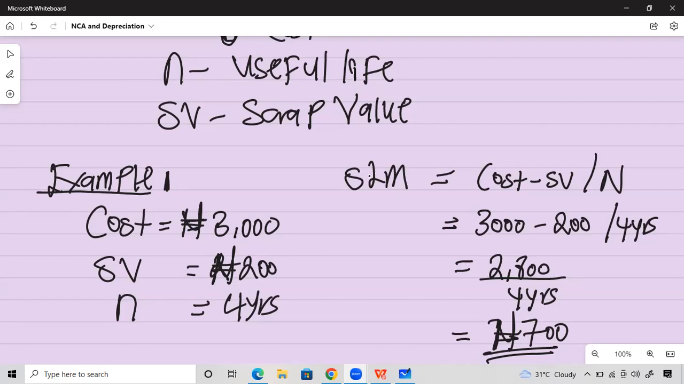So you are going to have a depreciation of 700 naira per year. We are using the straight line method. Let's say this is the question that you have, and this is the solution.